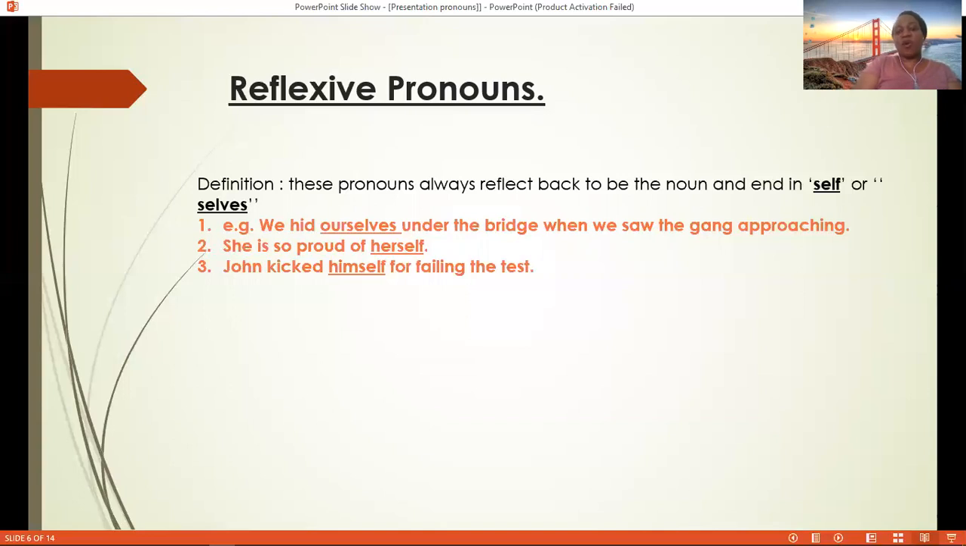She is so proud of herself. Herself being our reflexive pronoun there. John kicked himself for failing the test. Himself is the reflexive pronoun. Take note, you will always tell it's a reflexive pronoun when there is self or selves.